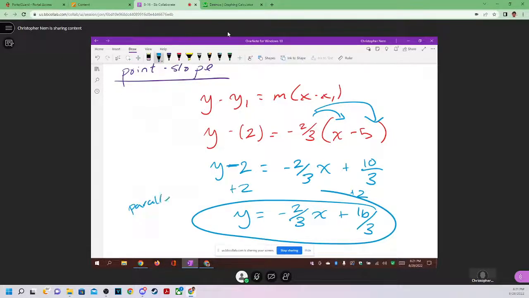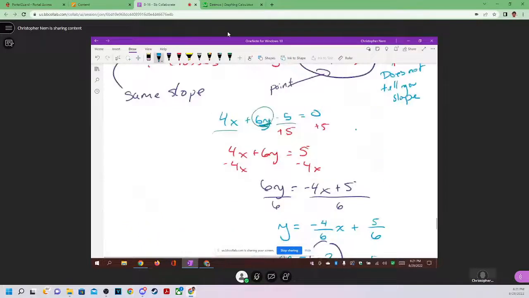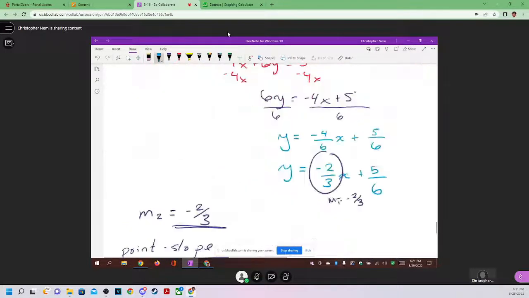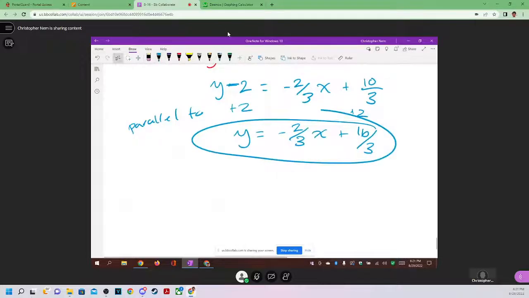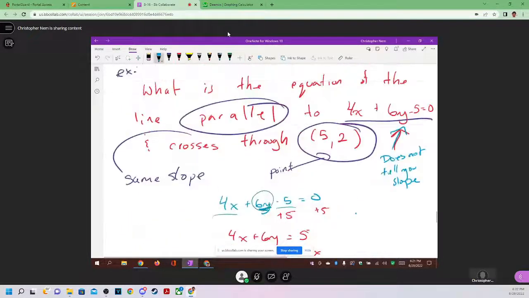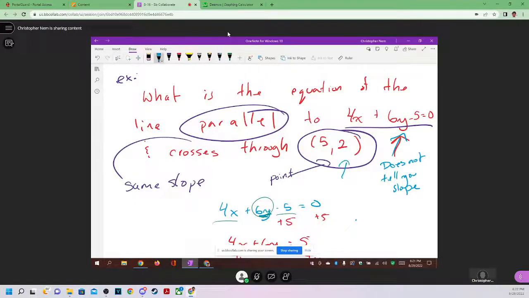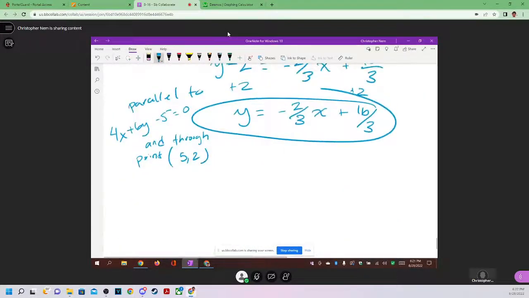Parallel to, this is going to be parallel to your equation right here, your original right here. It's parallel to 4x plus 6y minus 5 equals 0, and through point 5, 2. It's parallel to the equation of this line right here, but it also crosses through the point over here that I want.